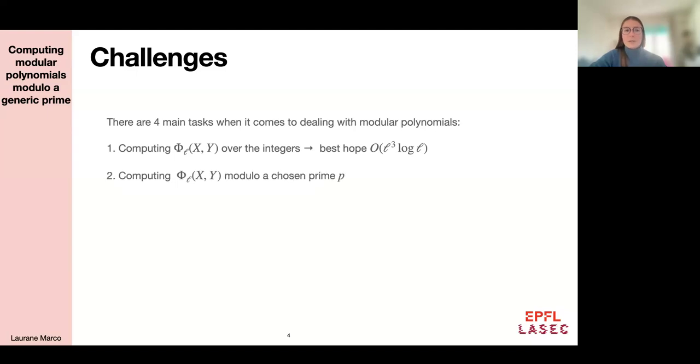Then the second task, which is closely related to the first one, is computing your modular polynomial modulo a prime p that you choose. So you don't have the choice over L, but you can choose a prime p, and then you're asked to compute Phi_L mod p. And a very similar task, which is the third one, is the exact same thing, but this time you don't have the choice over your prime p. So you're given L and p, and you're asked to compute Phi_L mod p. For both of these, you can hope at best for something of the order of L squared log p.